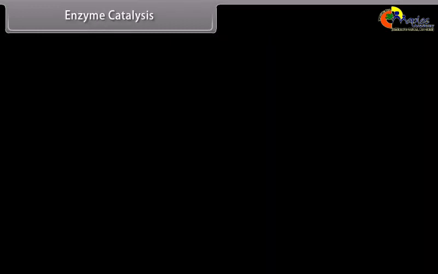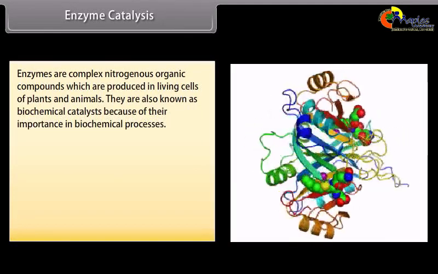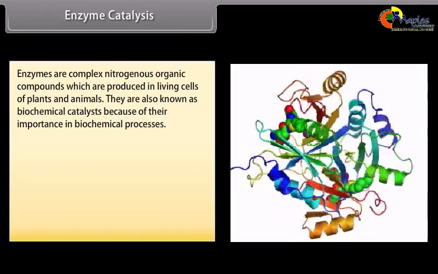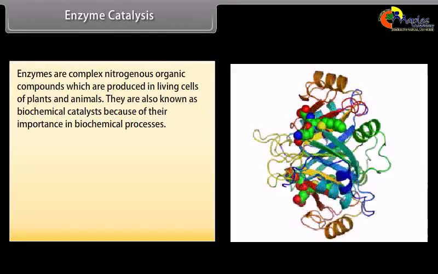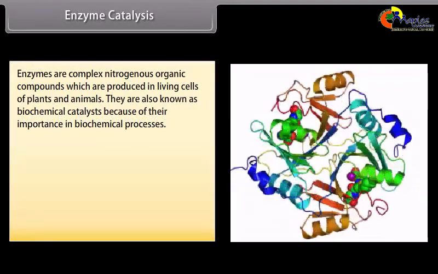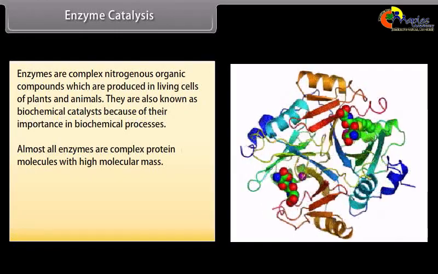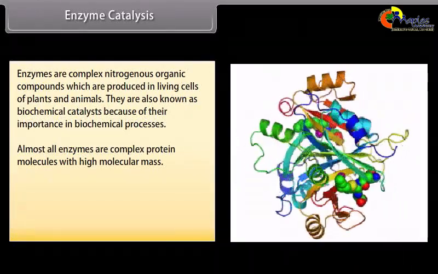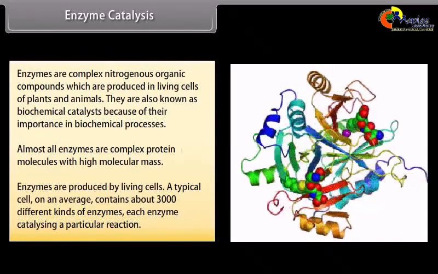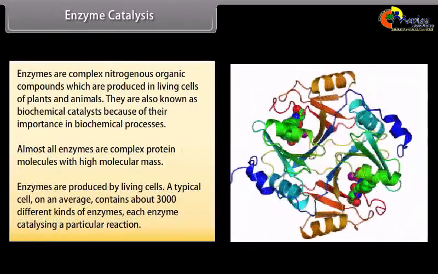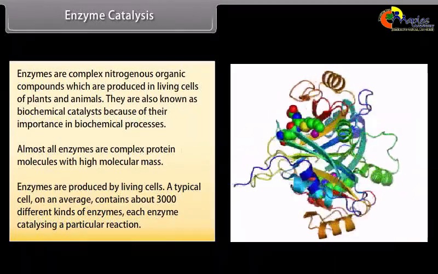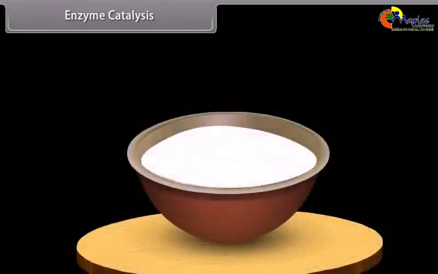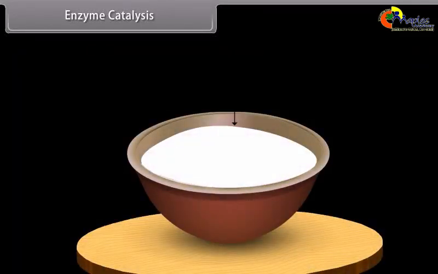Enzyme catalysis. Enzymes are complex nitrogenous organic compounds which are produced in living cells of plants and animals. They are also known as biochemical catalysts because of their importance in biochemical processes. Almost all enzymes are complex protein molecules with high molecular mass. Enzymes are produced by living cells. A typical cell, on an average, contains about 3,000 different kinds of enzymes, each enzyme catalyzing a particular reaction. For example, conversion of milk into curd by lactobacilli enzyme present in curd.